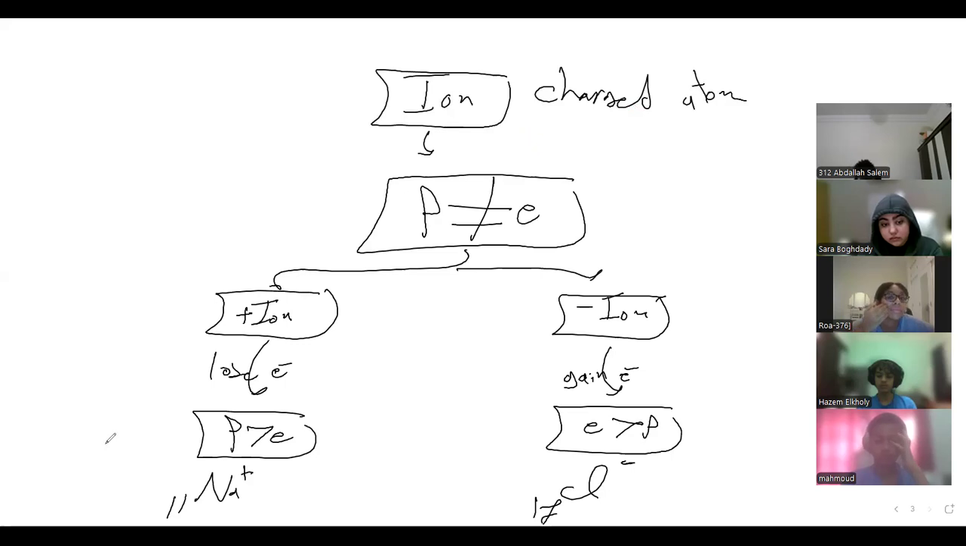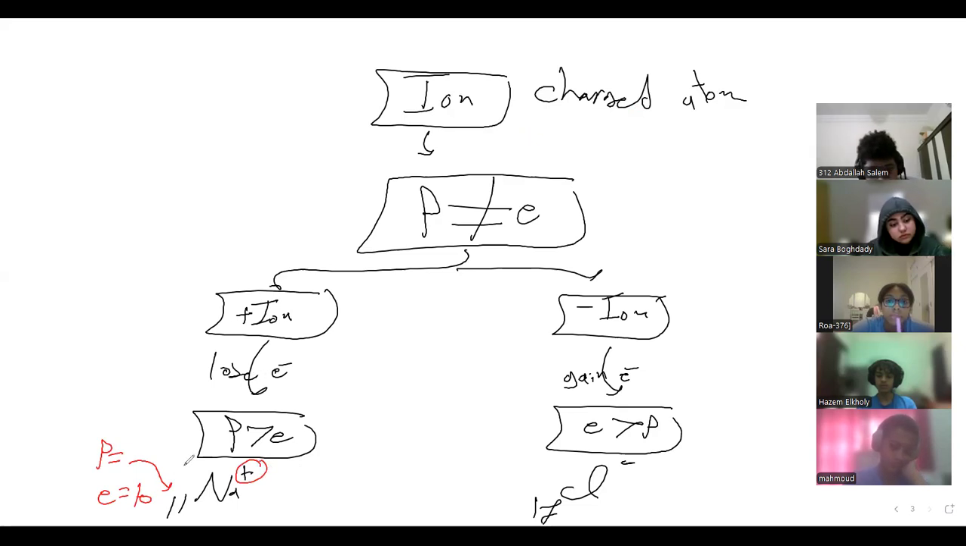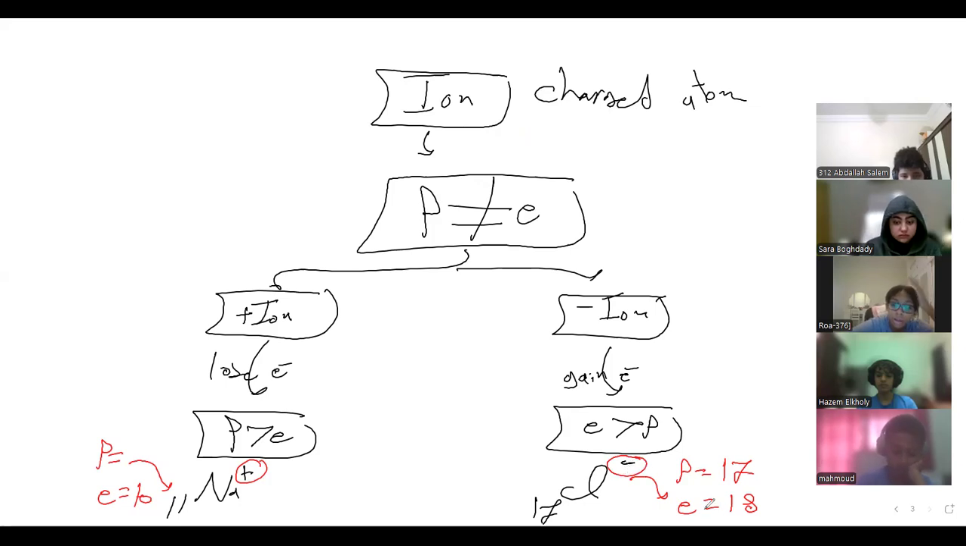This means that in Na positive, the number of protons is equal to 11 and the number of electrons is equal to 10, because a positive charge refers to losing one electron. In Cl negative, the number of protons is equal to 17 and the number of electrons is equal to 18. This is right, so the negative charge refers to gaining electrons.